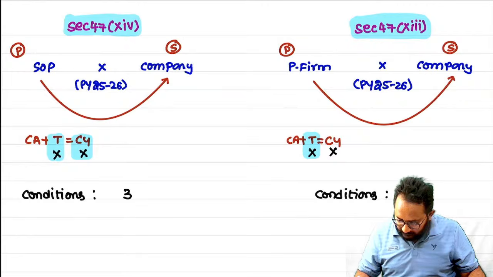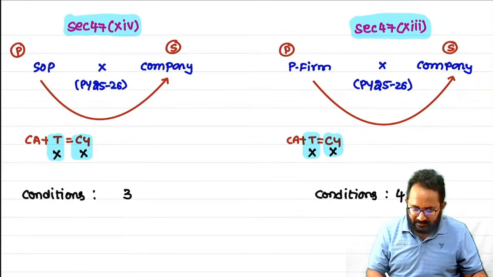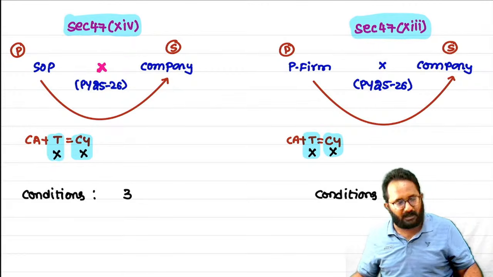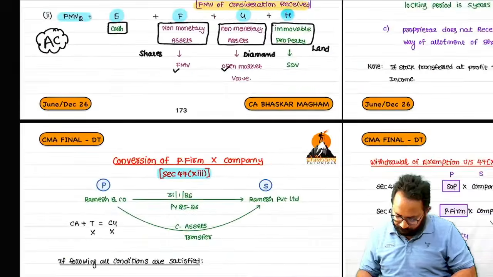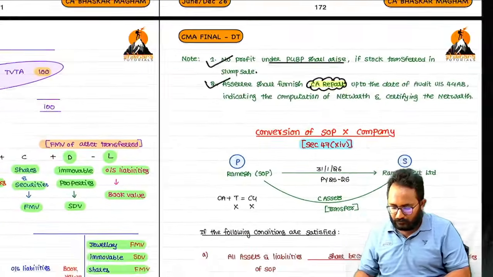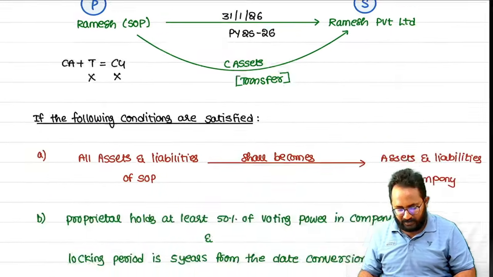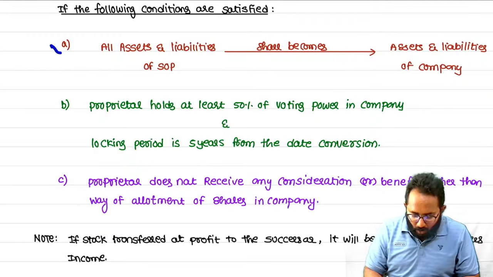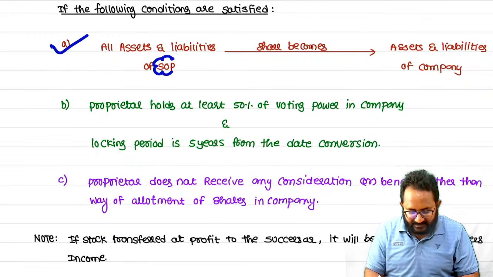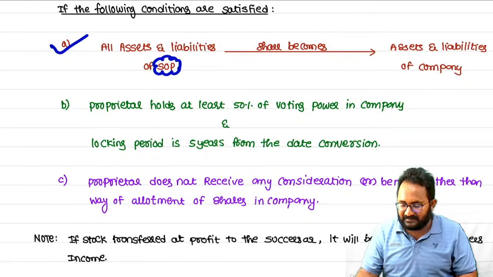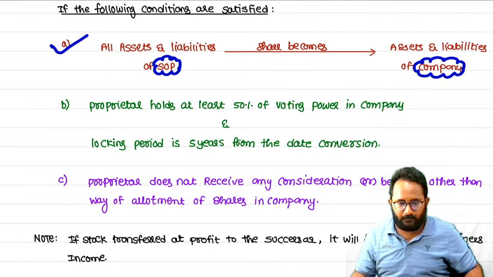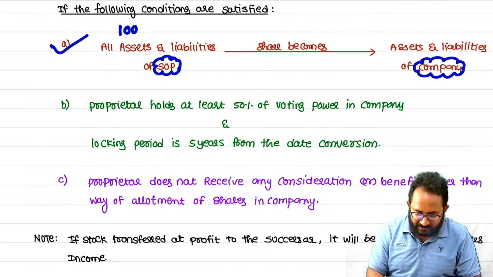Understood? So first we'll discuss the conditions relating to sole proprietorship concern converted into company. Shall we discuss the conditions from the handwritten notes? Yes. Please open conversion of the sole proprietorship into company. Sir, what are the conditions? First condition, listen carefully. All the assets and liabilities of the predecessor are required to become the assets and liabilities of the company. All assets, all liabilities means here 100%, right?